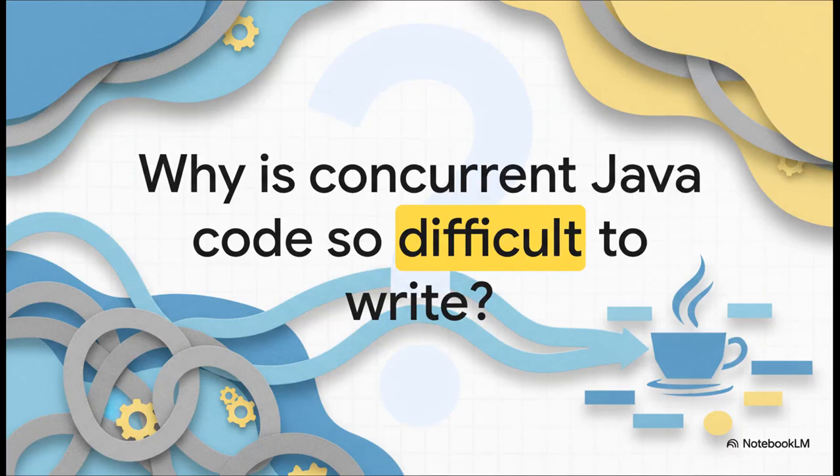So, let's kick things off with a big question, right? The one that's on everyone's mind. Why is this stuff so ridiculously hard? I mean, it's a pain we've all felt. Wrestling with these limited resources, trying to hunt down impossible-to-find race conditions, and just staring at code that spirals into this unreadable mess. This is the exact problem that Project Loom was born to fix.